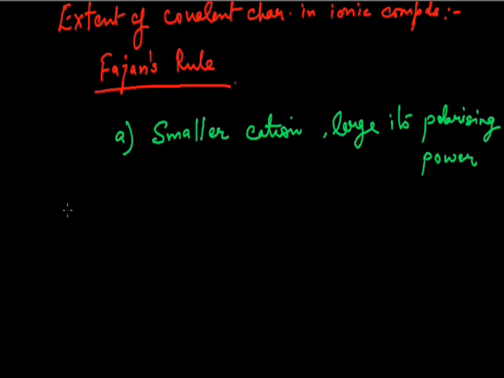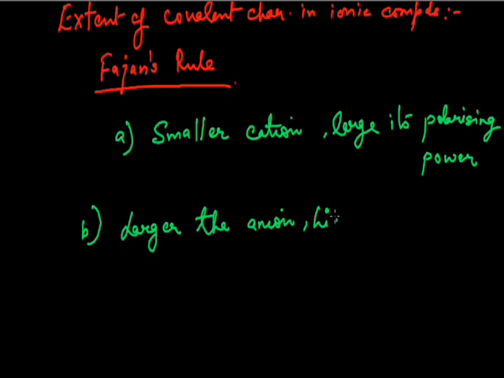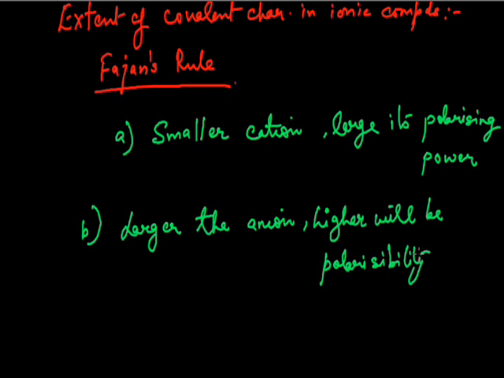And second is, larger the anion, higher will be its polarizability. That means it can get distorted to a large extent.